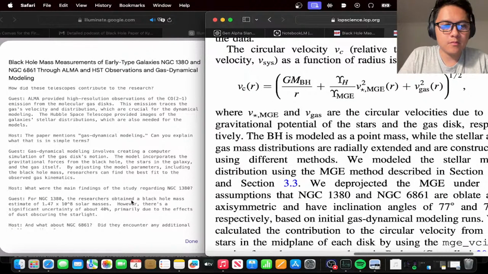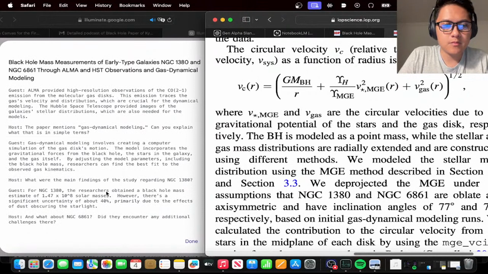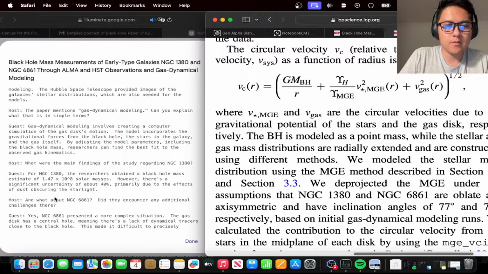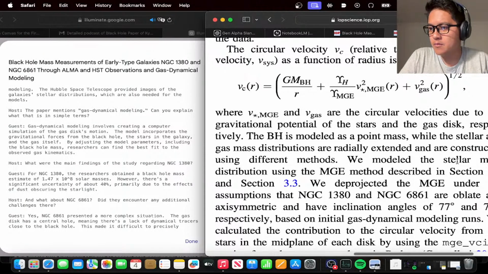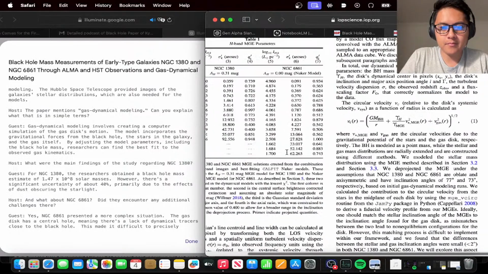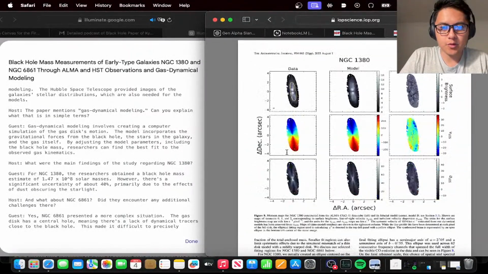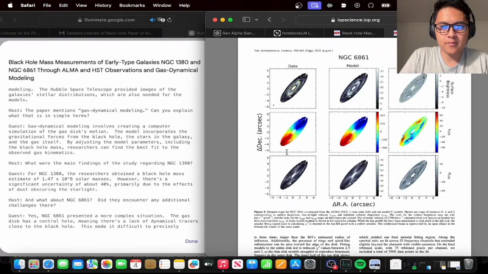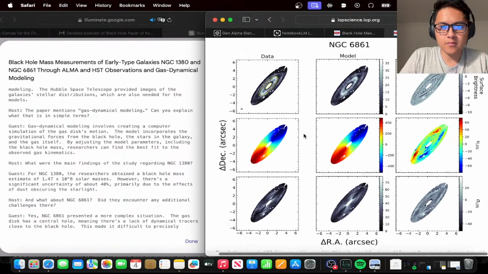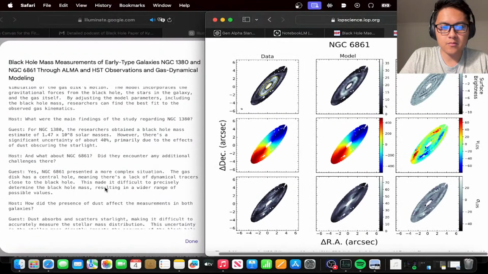What were the main findings of the study regarding NGC 1380? For NGC 1380, the researchers obtained a black hole mass estimate of 1.47 times 10^8 solar masses. However, there's a significant uncertainty of about 40%, primarily due to the effects of dust obscuring the starlight. What about NGC 6861? Did they encounter any additional challenges there? Yes, NGC 6861 presented a more complex situation.